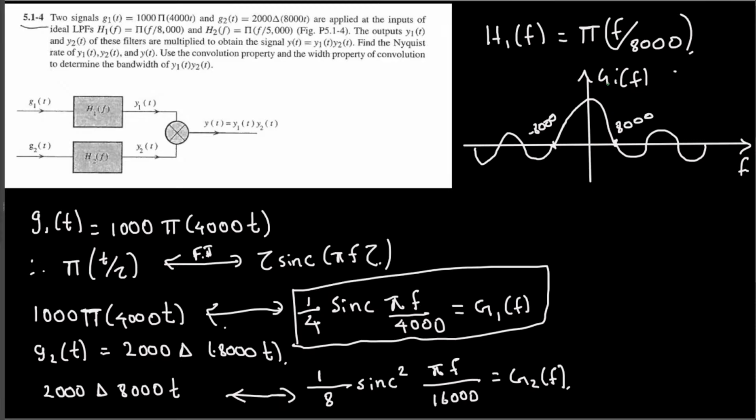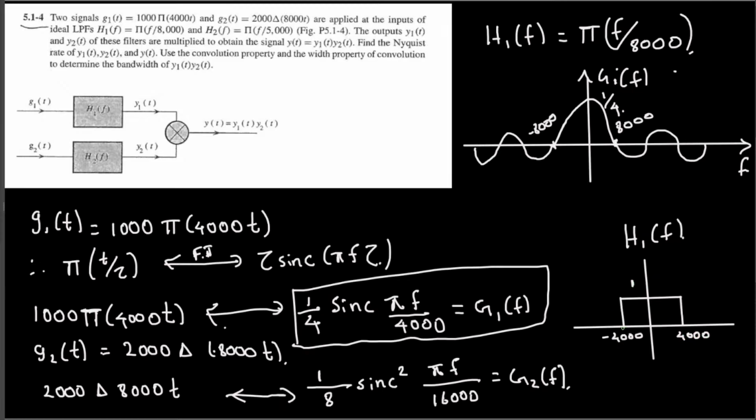And what's going to happen is now we are sending this through h1 of f. H1 of f is a brick shaped, and this one has a height of 1 over 4. Okay, and the h1 of f, this is g1 of f. Now if I draw the diagram for h1 of f, that's going to be just a brick with bandwidth of 4000 each side. So starting from negative 4000 to 4000, and it has a height of 1.